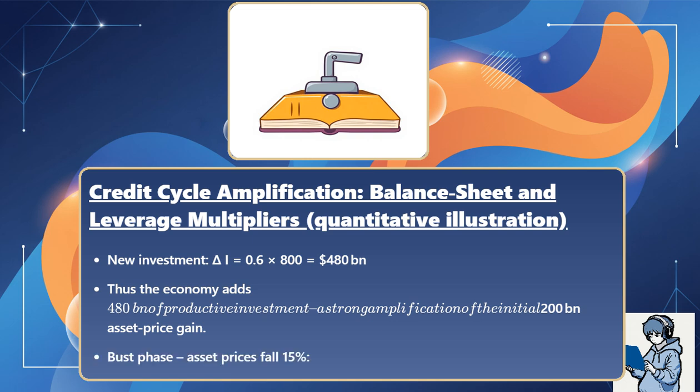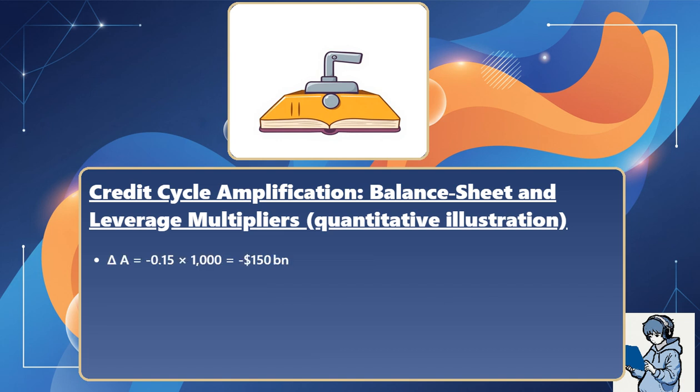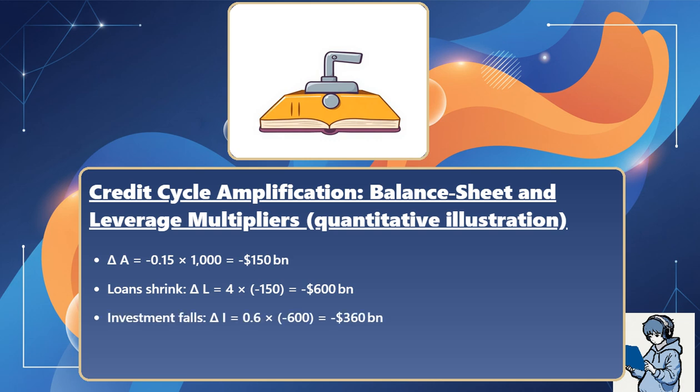Bust phase, asset prices fall 15%. Delta A equals minus 0.15 times 1,000 equals minus $150 billion. Loans shrink, delta L equals 4 times minus 150 equals minus $600 billion. Investment falls, delta I equals 0.6 times minus 600 equals minus $360 billion. The negative shock cuts investment by $360 billion, deepening the recession.